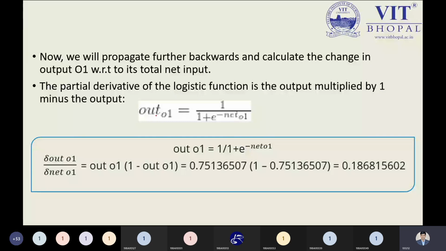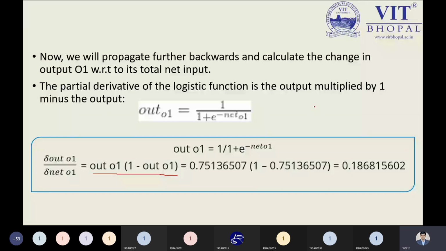So if I'm using this formula to determine the partial derivation of out O1 with respect to net O1, and I get the derivation of such formula, what I will get is out O1 multiplied by 1 minus out O1. This is the derivation of 1 upon 1 plus e to the power minus net O1. If you want to get the partial derivation, you can get it in a simple way. It is just like the simple derivation.